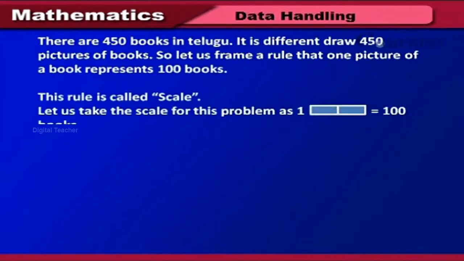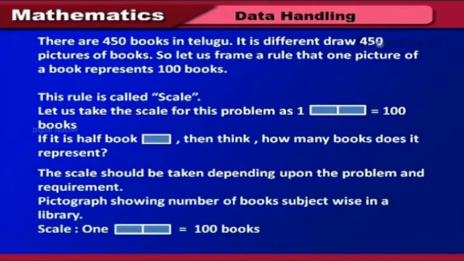There are 450 books in Telugu. It is difficult to draw 450 pictures of books, so let us frame a rule that one picture of a book represents 100 books. This rule is called scale. Let us take the scale for this problem as 1. This shape is equal to 100 books. If it is half a book, then think how many books does it represent. The scale should be taken depending upon the problem and requirement.